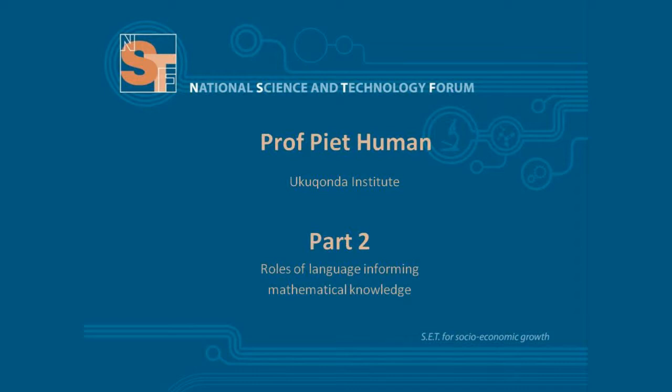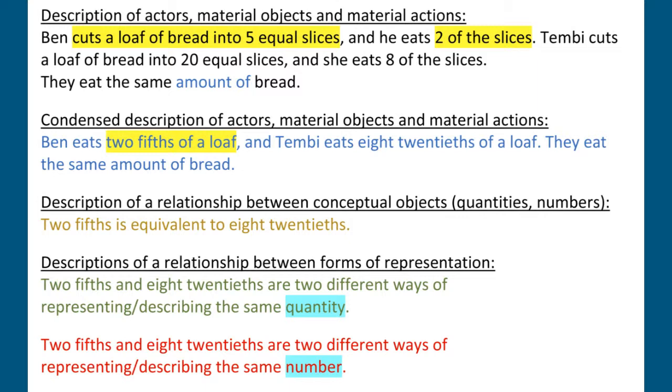In the next one, we let go of the actors, material objects, and we just say 2/5 is equivalent to 8/20, whether it's 2/5 or a bread or a beer or whatever. But note that in the two sentences at the bottom, the discourse is no longer about those two quantities. The discourse in the two sentences at the bottom is about ways of representing those quantities. Can you see the focus of the discourse has changed there?